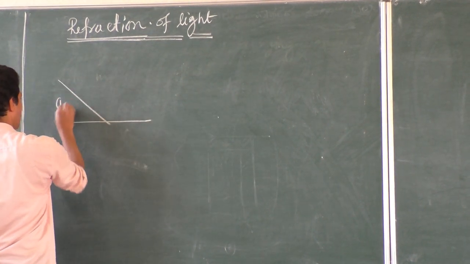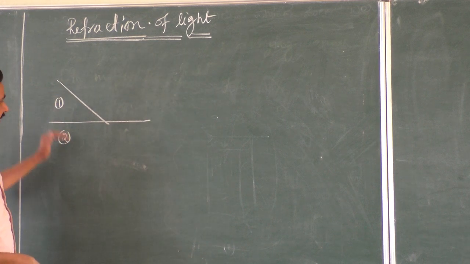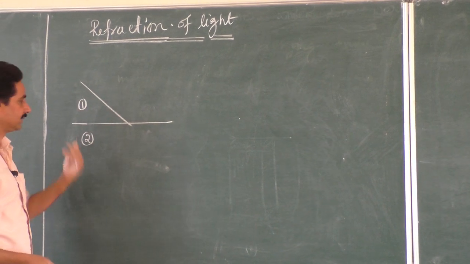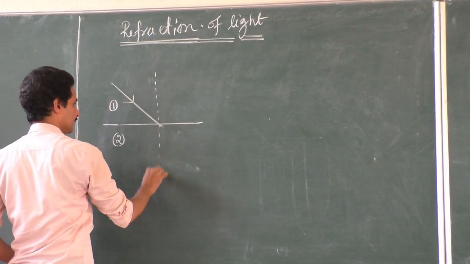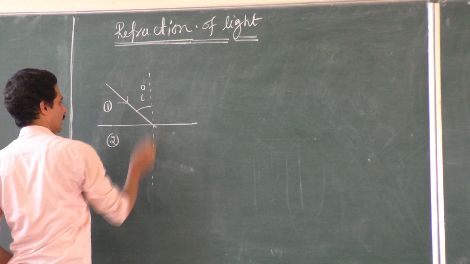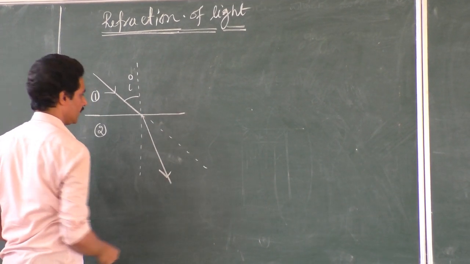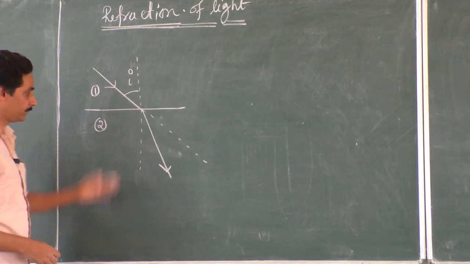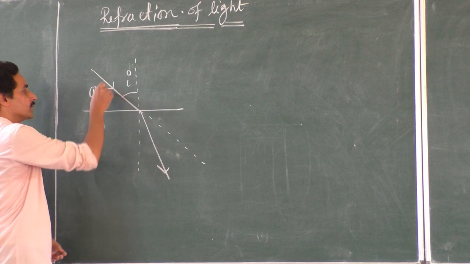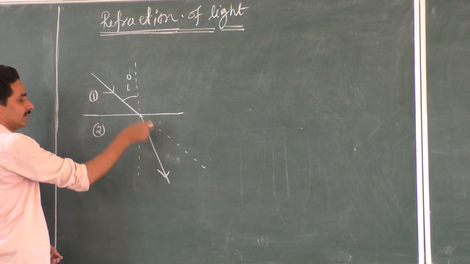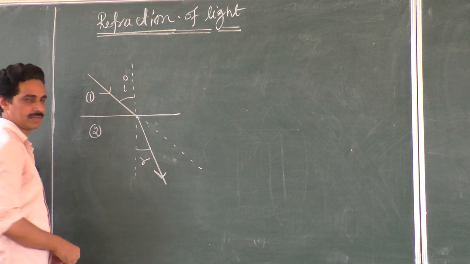Suppose this is medium 1 and medium 2, maybe any media, maybe water and glass, oil and water, any combination. We define angle of incidence as the angle between the incident ray and the normal. Instead of traveling in the same straight direction, the ray bends towards the normal if its velocity is decreasing in this medium. So if the velocity is less here, then it will bend towards the normal. This is the angle of refraction, the angle between the refracted ray and the normal.